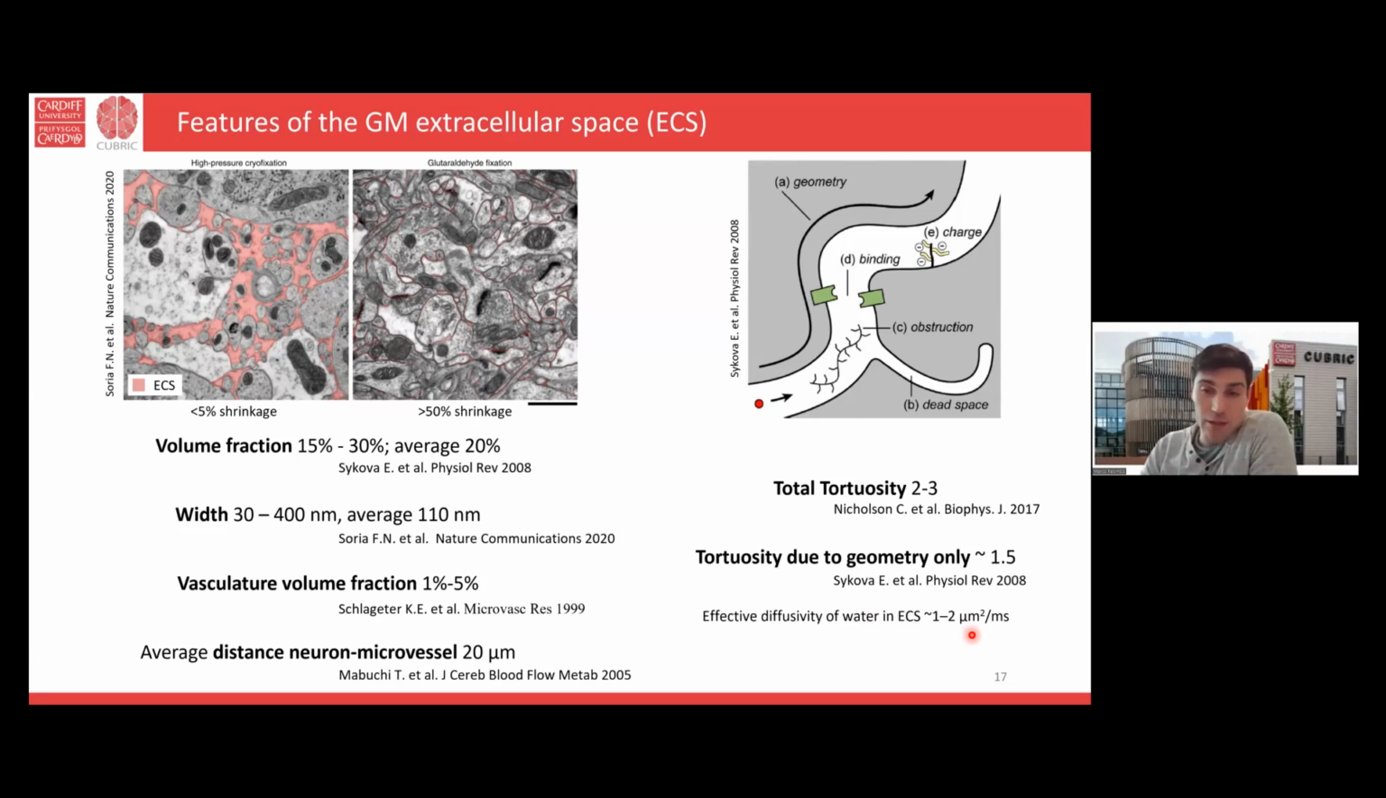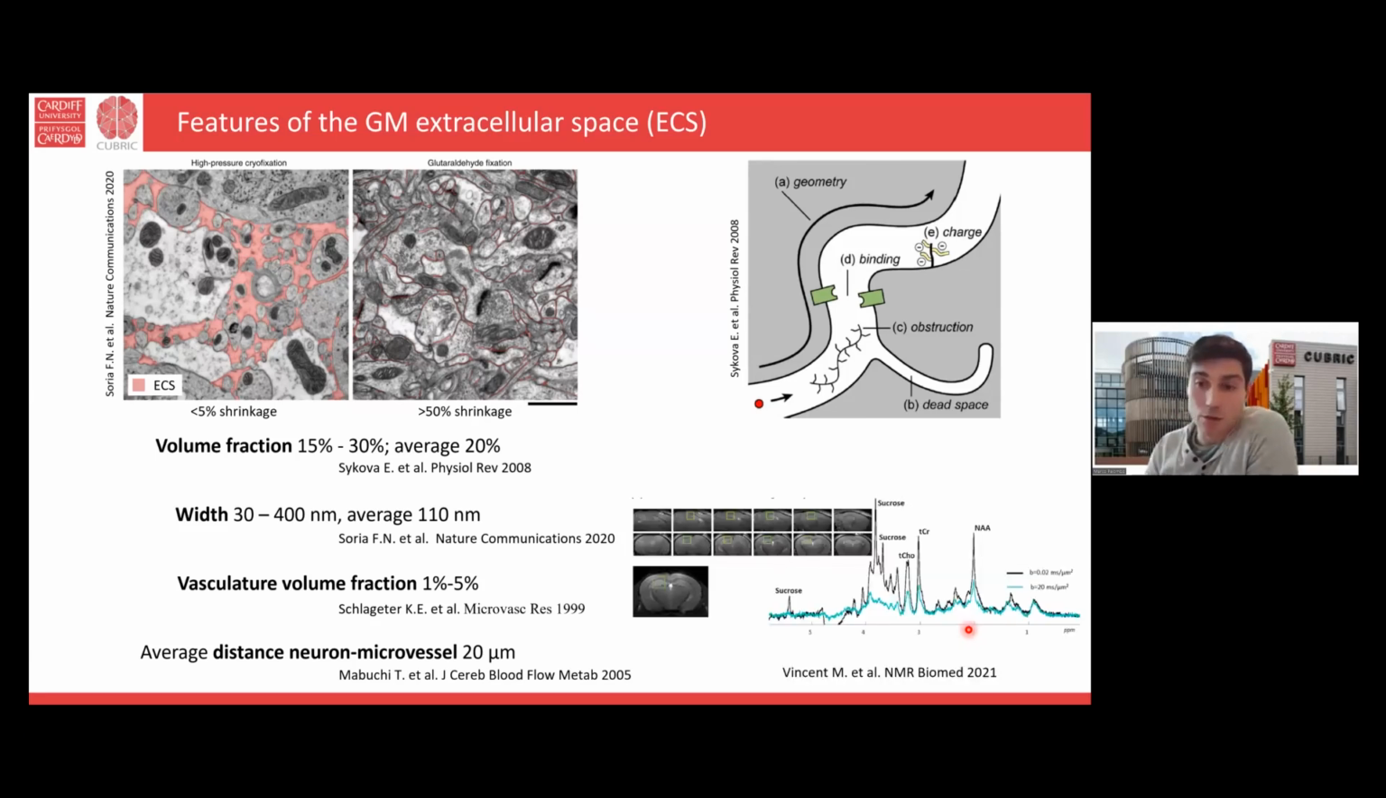Also, how is the extracellular space? Is it anisotropic, like we think in the white matter, or is it isotropic? There are not many studies investigating this. The only one I am aware of, and it's quite recent, is from Vincent et al., which used the diffusion of sucrose, a molecule that is not taken up directly by the cell, so it doesn't cross the membrane, is released in the extracellular space, and can be tracked with diffusion spectroscopy.